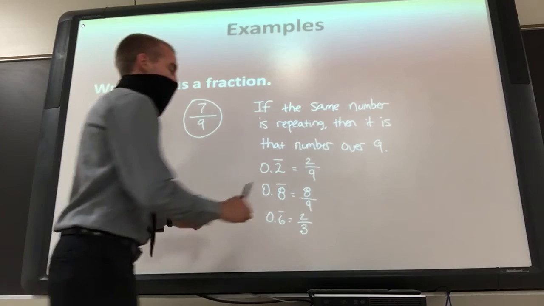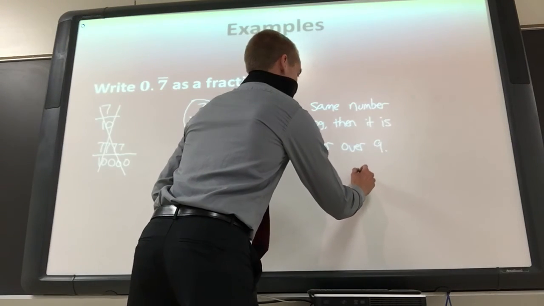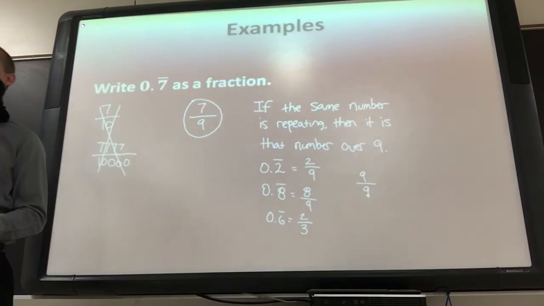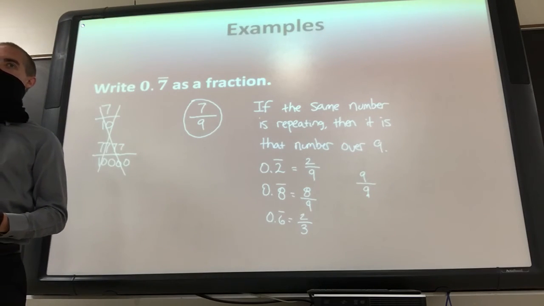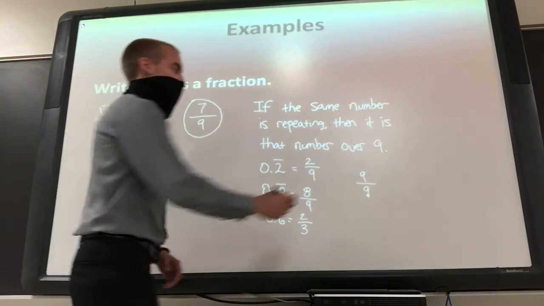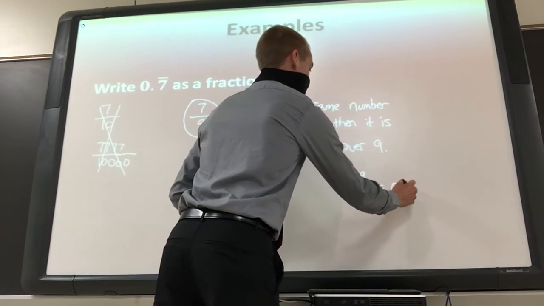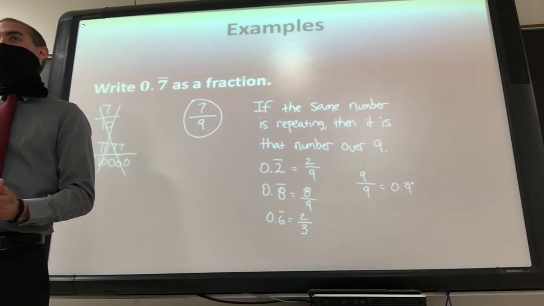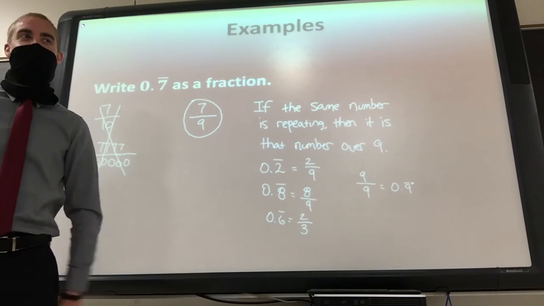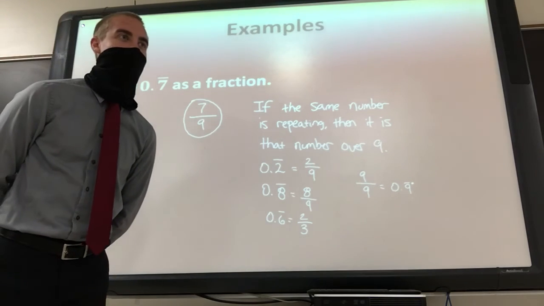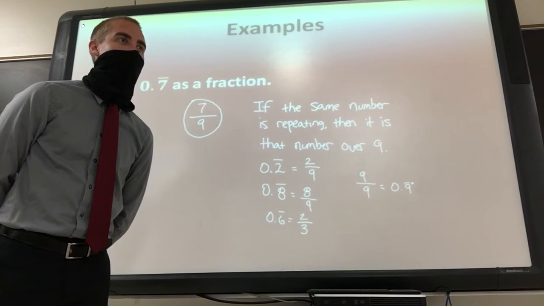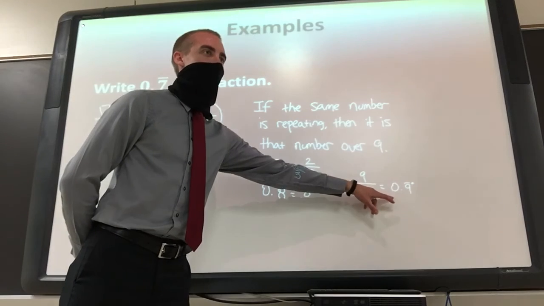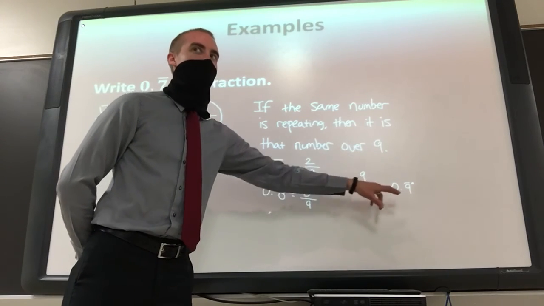So last thing before we move on, what about 9 over 9? It's 1. But based off of what we said, shouldn't that be 0.9 repeating? Whenever a numerator is the same number as the denominator as well. Yeah, but based off this rule, shouldn't this be 0.9 repeating? Because it's 9 over 9, 0.9 repeating.